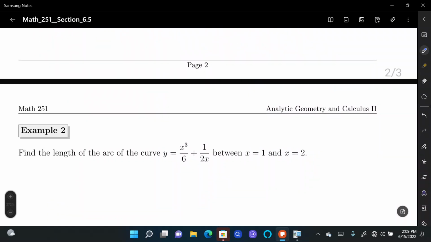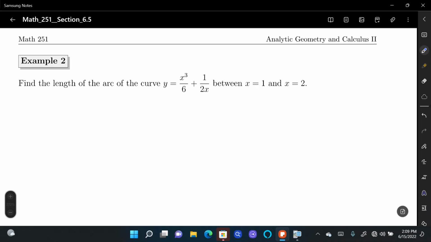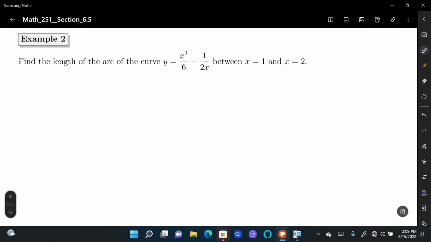All right. Okay, so let's have a look at another example. So for the next example, example 2, find the length of the arc of the curve y equals x cubed over 6 plus 1 over 2x between x equals 1 and x equals 2. However, how about we take a 10-minute break and we do this one when we're back?